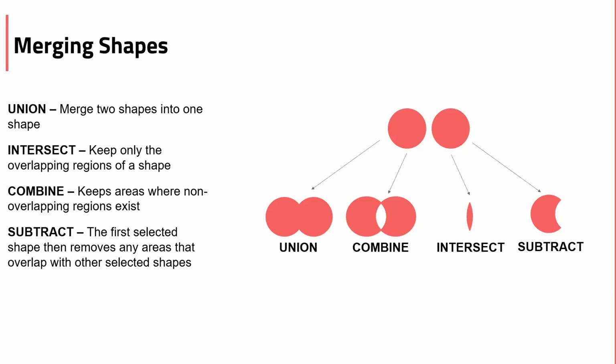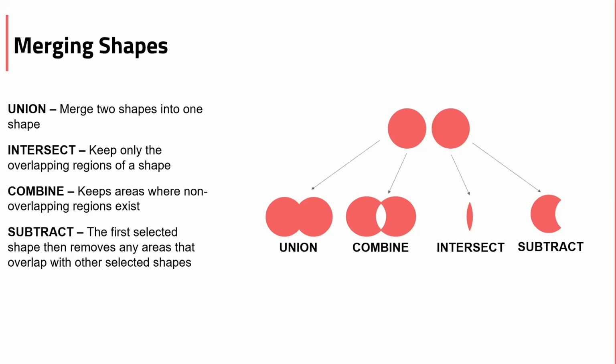Intersect takes out the, I had these backwards. So combine keeps the area where non-overlapping regions exist. So combine takes out the area where 2 circles overlap. That's a really cool Venn diagram. So combine is like a Venn diagram. Intersect is the opposite of combine. It will keep only the overlapping regions.